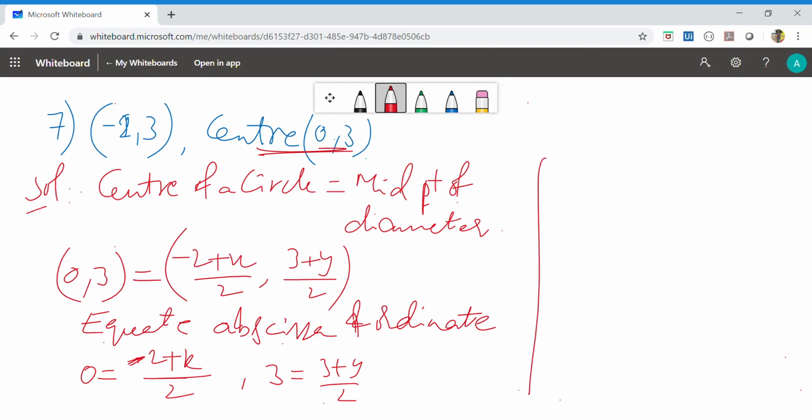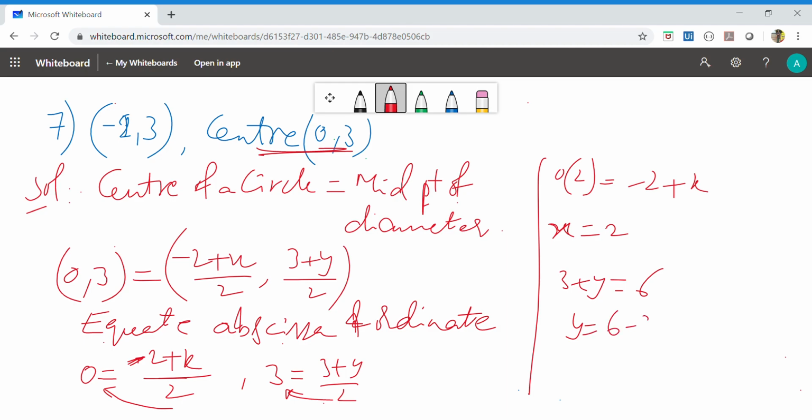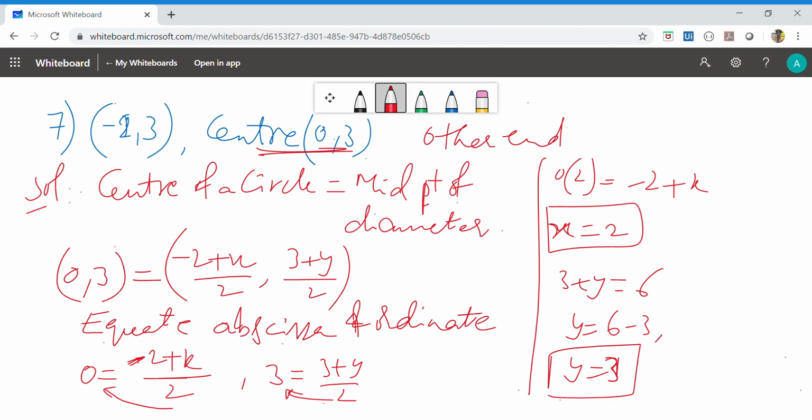Then, transposing the 2 to that side, 0 into 2 becomes 0, so -2 + x = 0, so x = 0 + 2, which is 2. And next, 3 + y = 3 into 2, by transposing 2 to that side, and 3 twos are 6. y = 6 - 3, nothing but y = 3. So y is 3, x is 2. So what is the other end? The other end of the diameter is (2, 3).